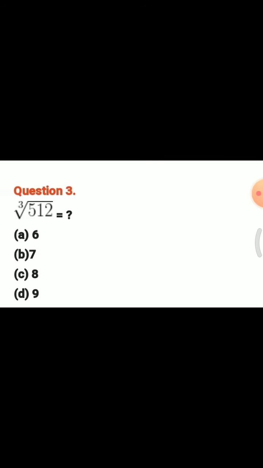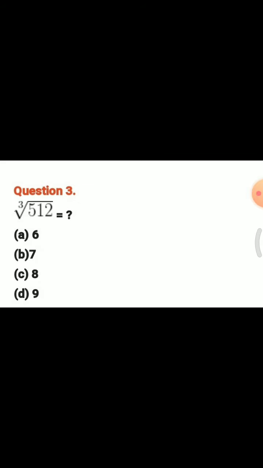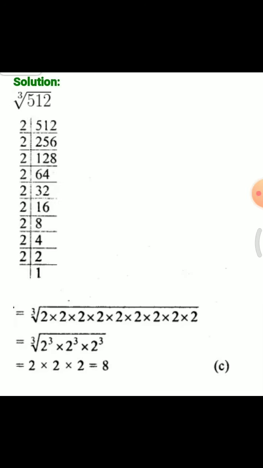Next is 512. Find the cube root of 512. So which option is correct? 6, 7, 8, 9. Here we find the prime factors of 512. 512 is divisible by 2. So 2 2s are 4, 2 256s are 512, and 2 6s are 12.